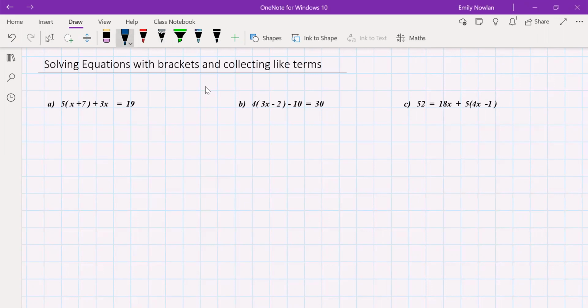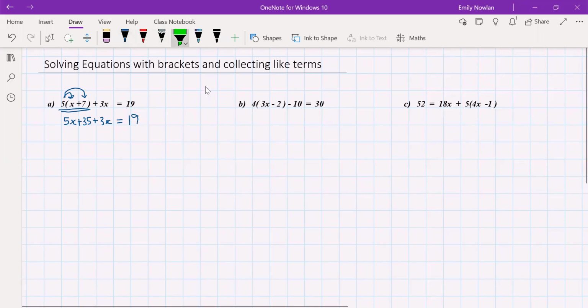When you see brackets, like we've got here, you need to expand them if there's anything else happening in the equation, and this one is. So we're going to go 5 times x and 5 times 7. So the 5 times x is 5x, 5 sevens are 35, and this 3x is also part of the equation, but it's just sitting there along with everything else, equals 19.